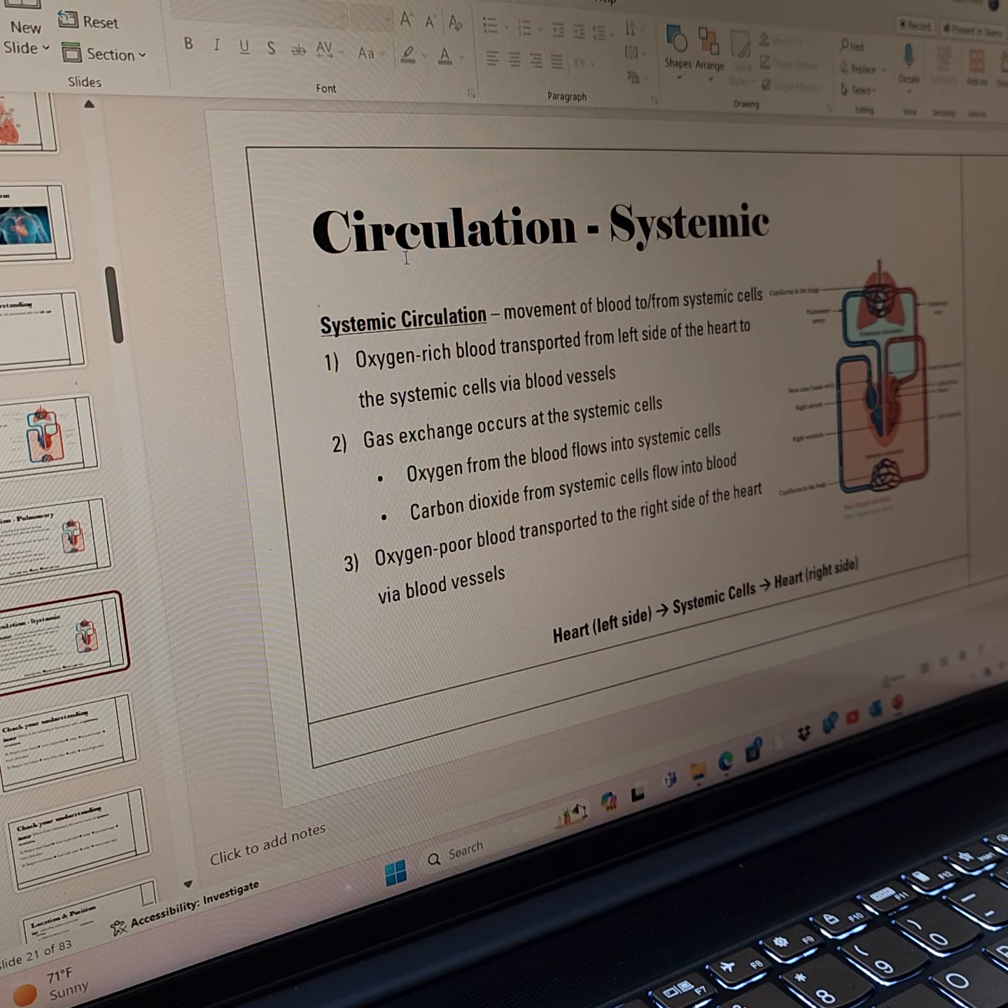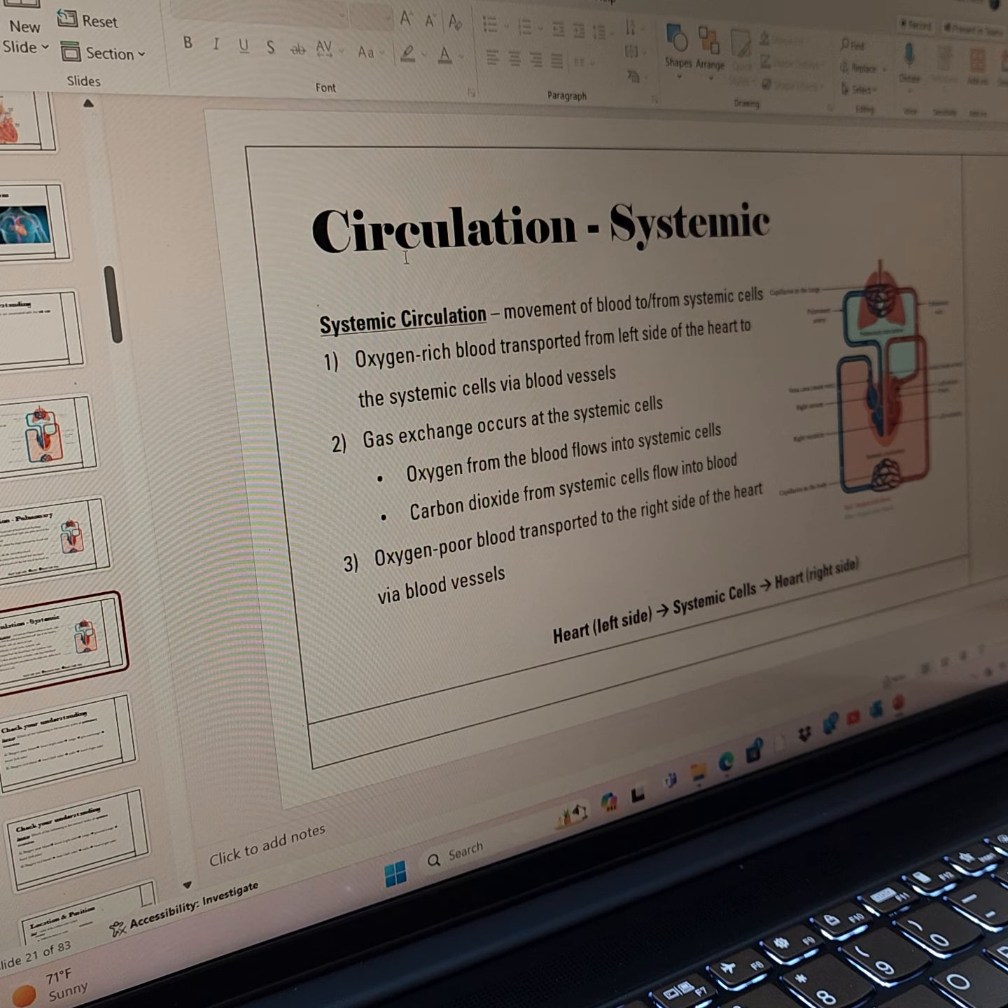Systemic circulation goes from heart, the left side, to the systemic cells, and then to the heart on the right side. So it's movement of blood to and from systemic cells, oxygen-rich blood transported from the left side of the heart to the systemic cells via blood vessels. The gas exchange occurs at the systemic cells.